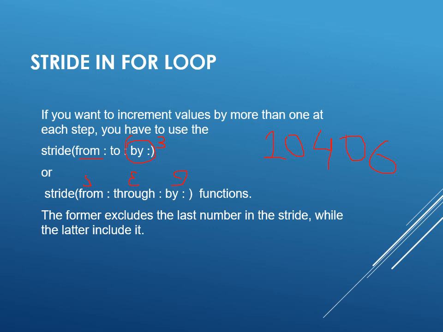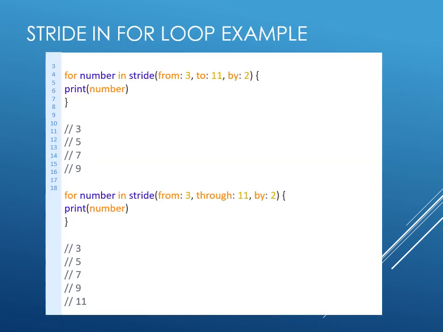So stride from means start, through means end, and by means interval, right? Yes, this is our Swift code. You can see this practical example where we are printing numbers like 3, 5, 7, 9. These are our odd numbers. So we will write start from 3. You can also write start from 1 and go up to 11, meaning 11 is your ending, and by 2 means your interval. After the second interval you will print 3, after 2 intervals it will print 5, after 2 intervals it will print 7, and after 2 intervals it will print 9. So this loop will iterate through these statements, and with the help of these functions you will get these results.